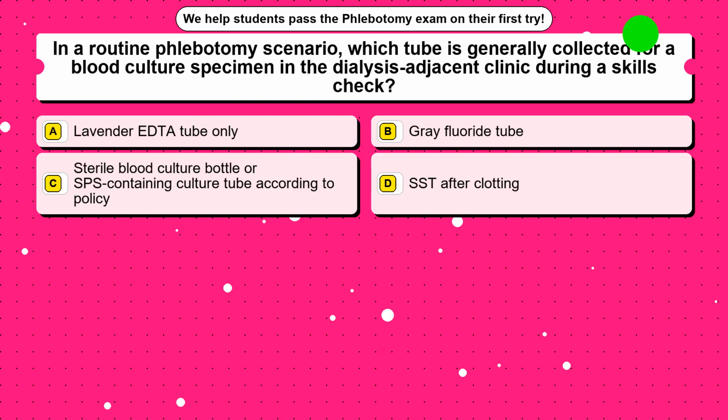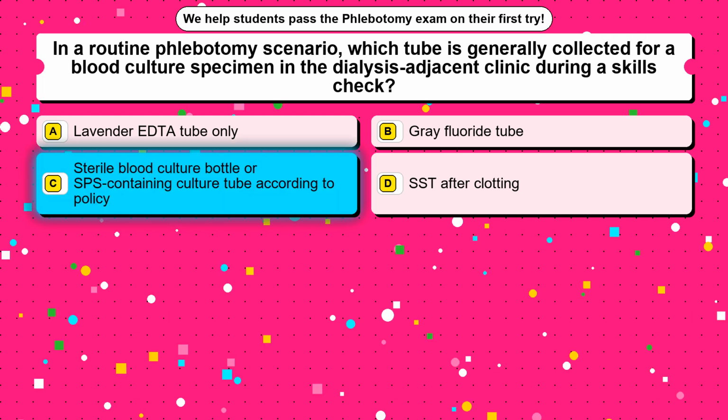Question 21. In a routine phlebotomy scenario, which tube is generally collected for a blood culture specimen in the dialysis adjacent clinic during a skills check? Option A, lavender EDTA tube only. Option B, gray fluoride tube. Option C, sterile blood culture bottle or SPS containing culture tube according to policy. Option D, SST after clotting. The correct answer is option C.